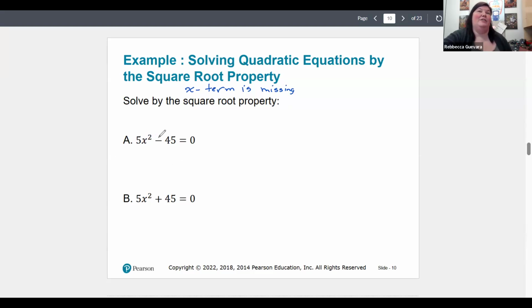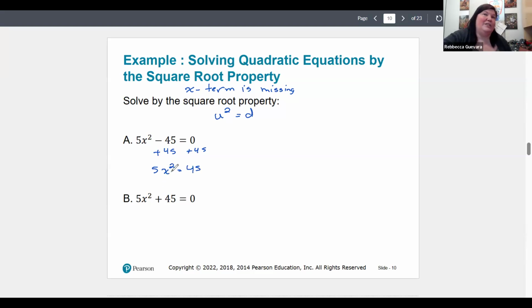We have a 5x squared. We don't have an x term in the middle, so we have 5x squared minus 45 equals 0. So what we want to do is make it look like something like u squared equals d. So the first thing I'm going to do, let's add 45 to both sides. Now I have 5x squared equals 45.